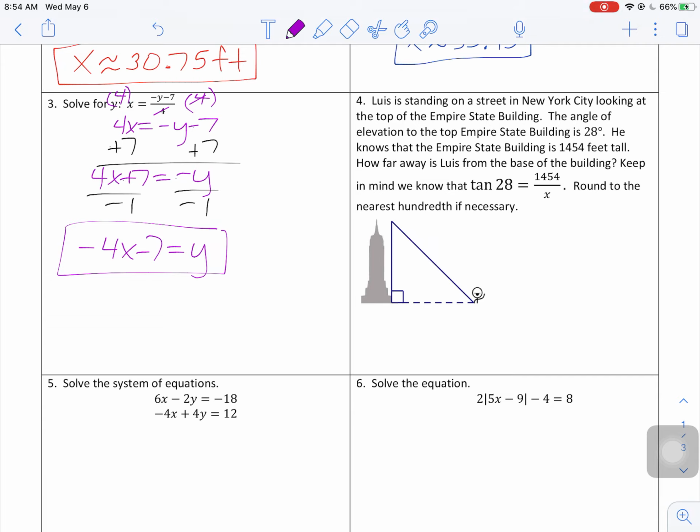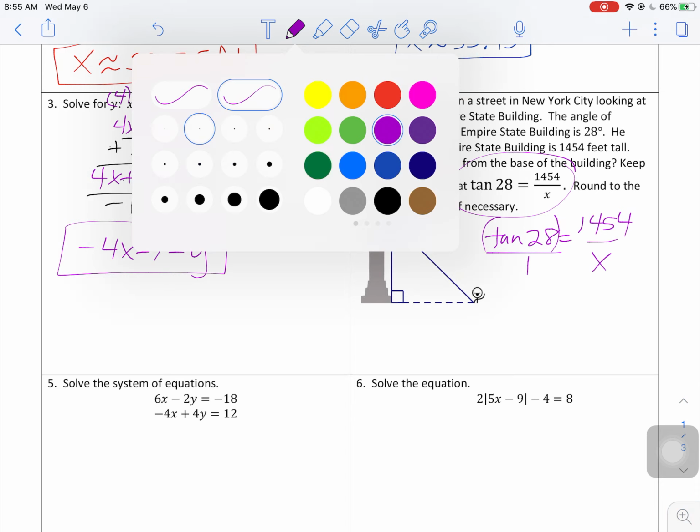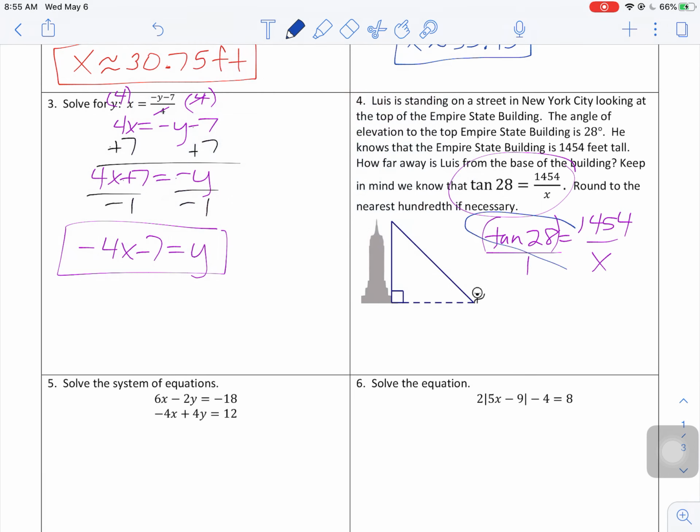And there you go. On 4, we're going to find x, and they gave us this equation right here. So tangent 28 equals 1454 over x. So we're going to put the tangent 28 over 1. I'd recommend putting the tangent 28 in parentheses to remind yourself that it's kind of glued together. So you're going to cross multiply: x times tan 28 equals 1 times 1,454, which is just 1,454.